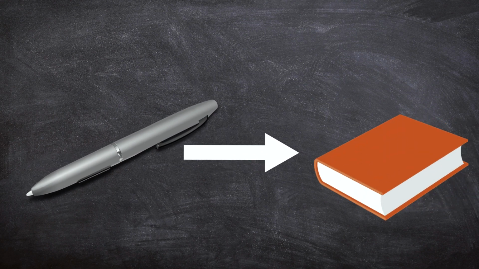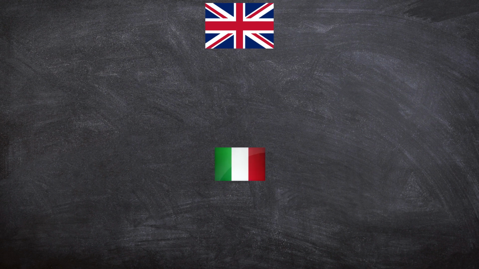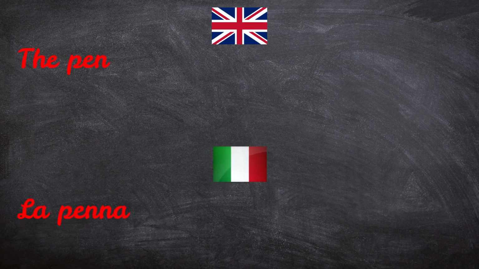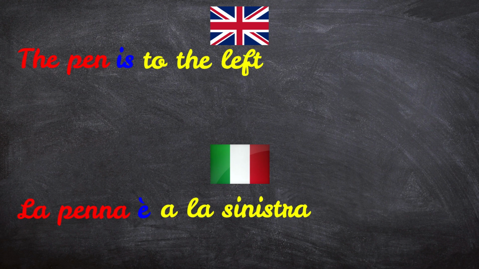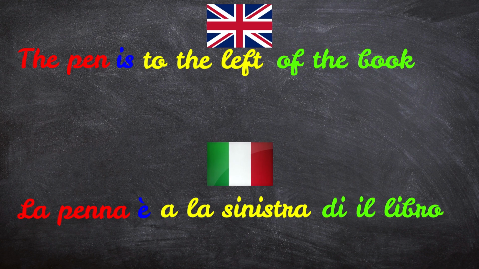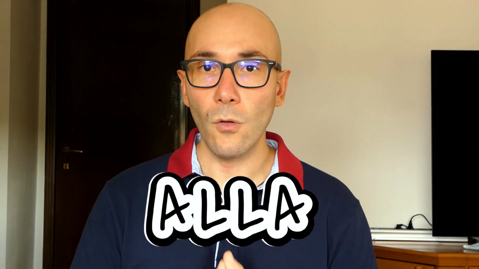The pen is to the left of the book. La penna, the subject, article and noun, è, verb to be, alla sinistra, to the left of the book, del libro. Even in this case, a plus la can be changed into alla, while del libro remains the same.